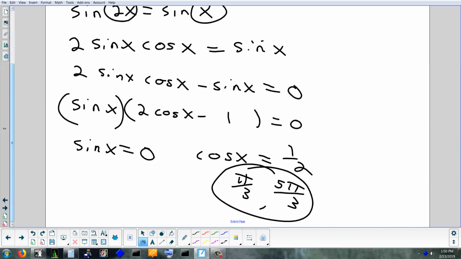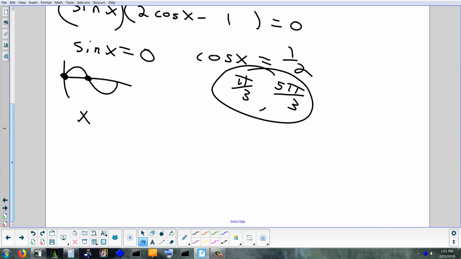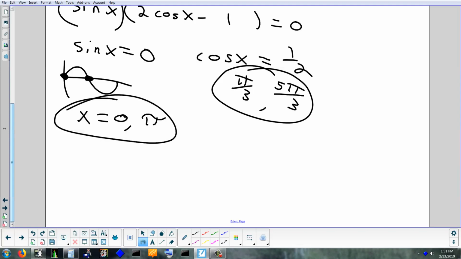Now, where sine equals 0, there are 2 ways to think about it. Personally, I would just think of the graph. Where does sine hit 0? Well, it hits here, and it hits here. Where is this point? It's an x value of 0. What's the x value here? Pi. It's exactly halfway through the cycle.